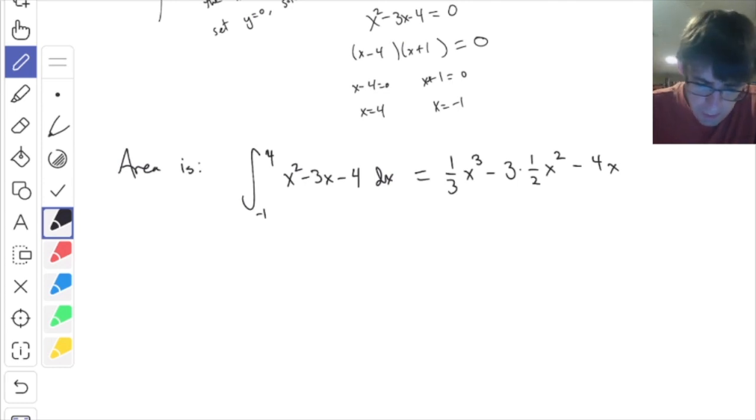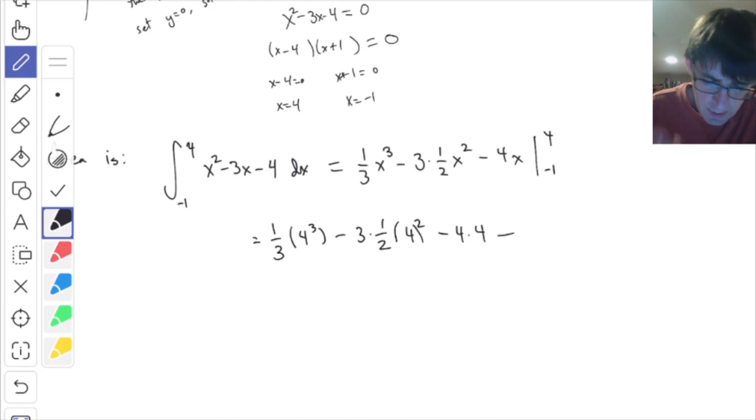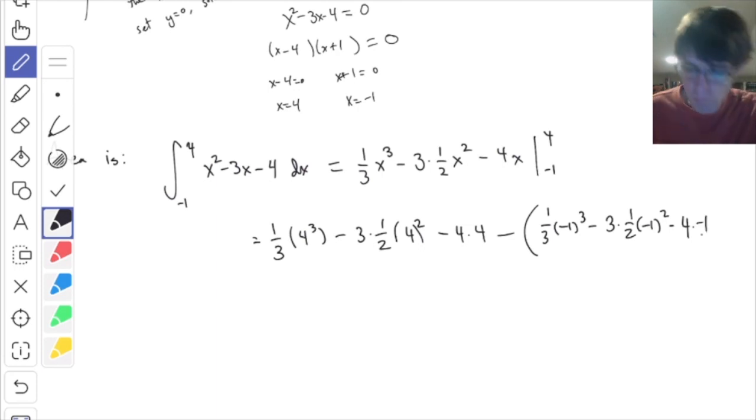And then I'm going to put my bar here, plugging in 4 and -1. And we go through and do it. So 1/3, 4 cubed, minus 3 times 1/2, 4 squared, minus 4 times 4, minus, parentheses, 1/3, -1 cubed, minus 3 times 1/2, -1 squared, minus 4 times -1. Like so. And this is the answer.